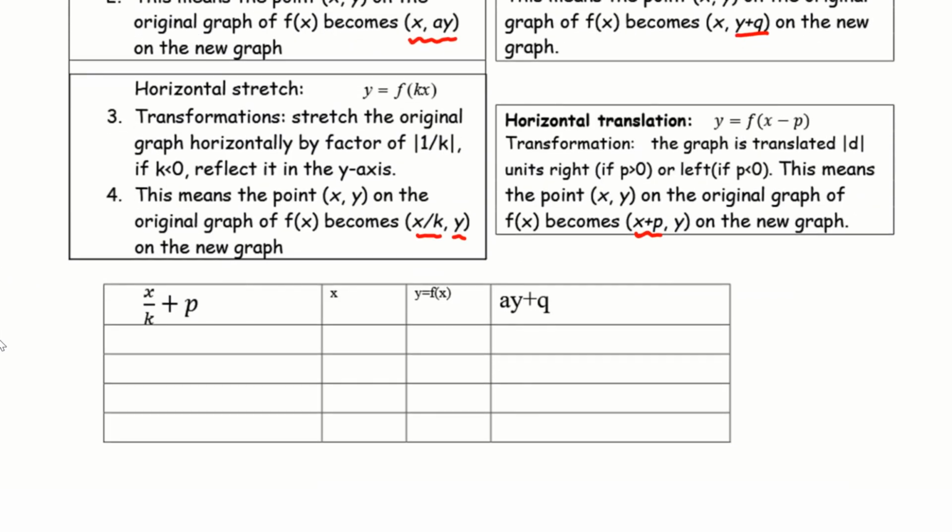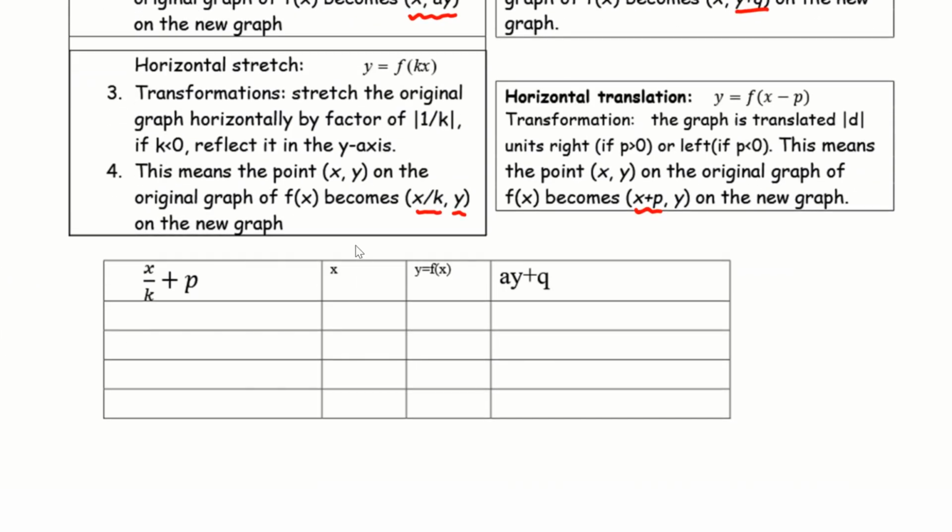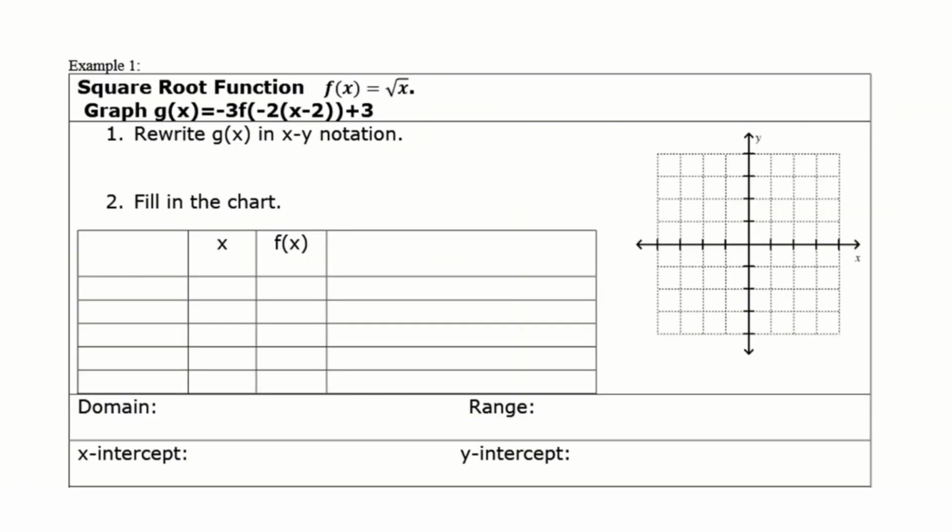So each time, what you need to do is find the x0, y0 for the parent function. Then from the parent function, the new y is a times y0 plus q. New x is x0 over k plus p. So we are going to practice on the next page.